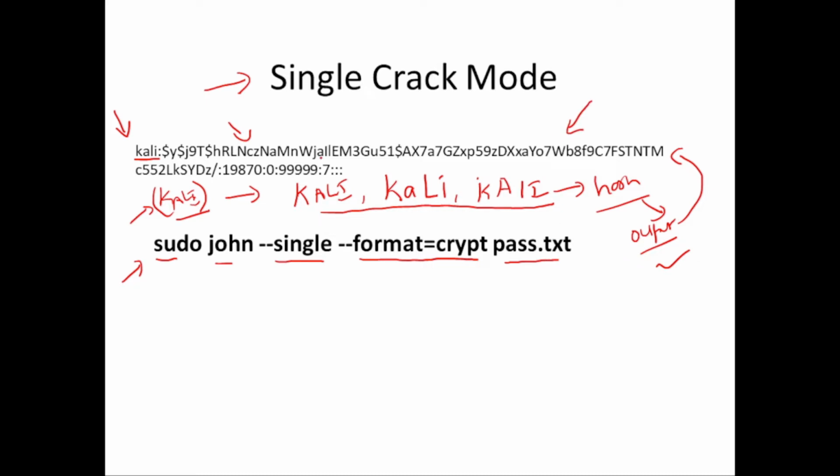So what is happening in single crack mode is we are telling John to take the username and the information surrounding the username, use that as the key, find variations to it, and use this specific hashing algorithm to hash and get the output hash. Compare this output hash with the input hash. So this is single crack mode and this is the command for that.